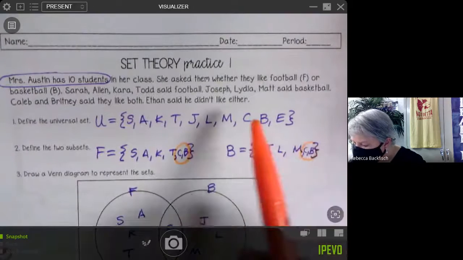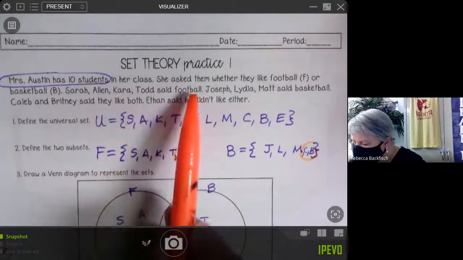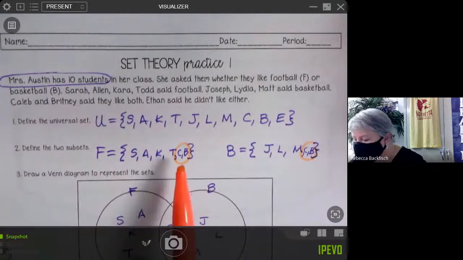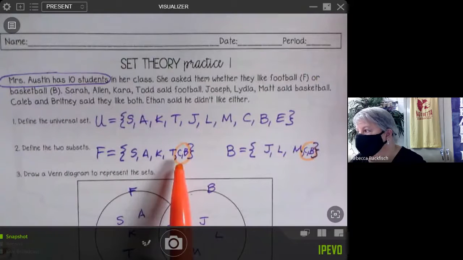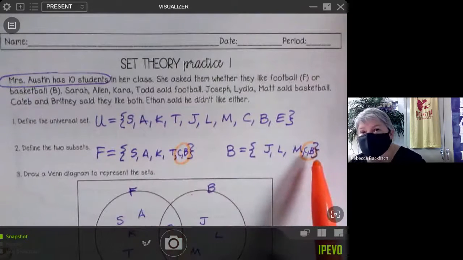It tells me, for instance, that for football, Sarah, Alan, Kara, and Todd said football. But then later it says that Caleb and Brittany said both. So that means Caleb and Brittany also have to be in the football group. Make sure you put the C and the B, or the Caleb and the Brittany, in the football group and also in the basketball group.